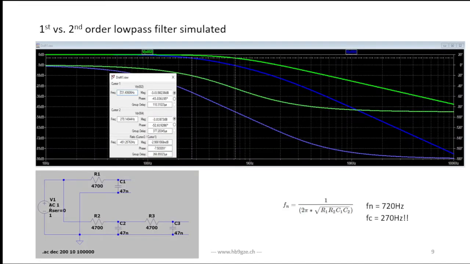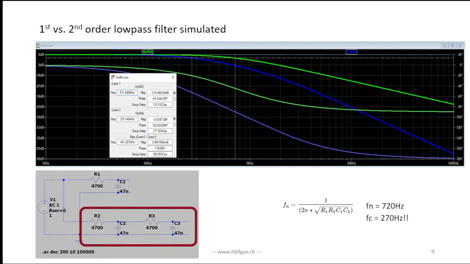This is not true. I made a quick simulation with LTspice. What you see here is an RC, one stage, and then you have a second order RC-RC circuit with the same input signal. The green curve is the Bode plot, the attenuation of the first filter RC, and the blue line here is the output signal of the second filter. And we see the 3 dB point of the first RC, the corner frequency of 720 Hertz with 4.7 kilo ohms and 47 nanofarads.